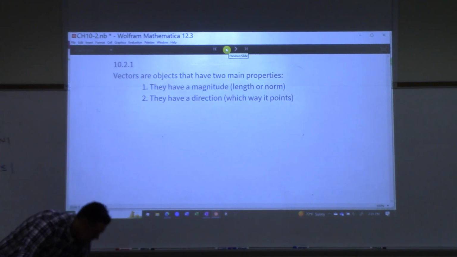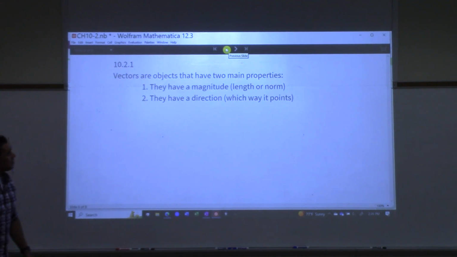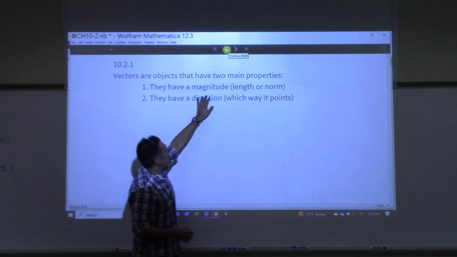So I just want to make sure, this definition has an asterisk next to it, all right? So in this class, that's the definition of vector. Cool. An object that has a direction and has a length. That's it. Magnitude is another name for the length, or you could call it the norm.